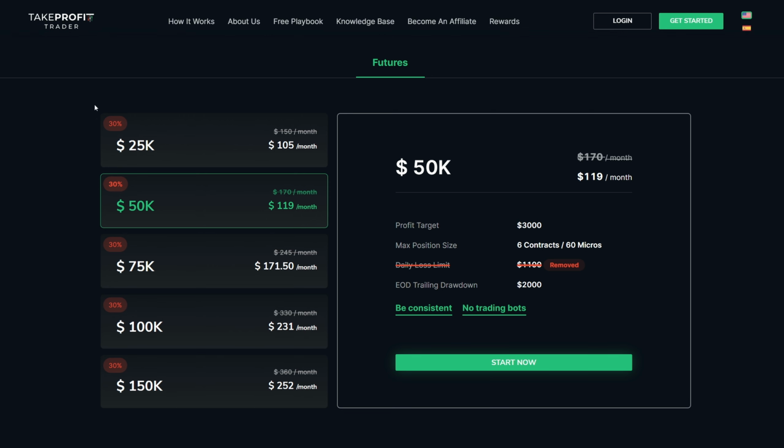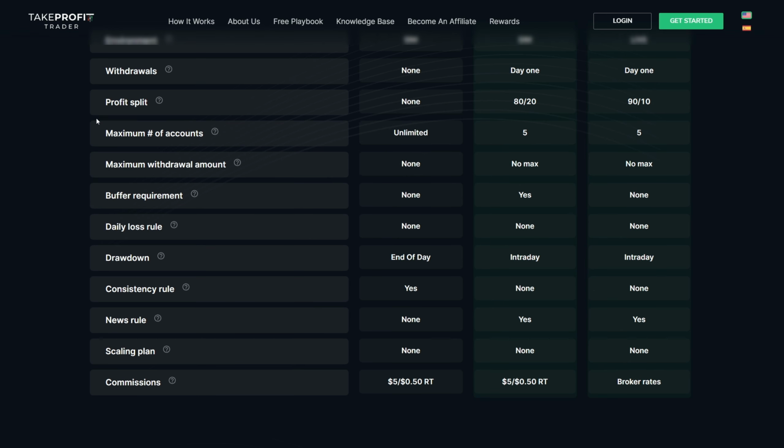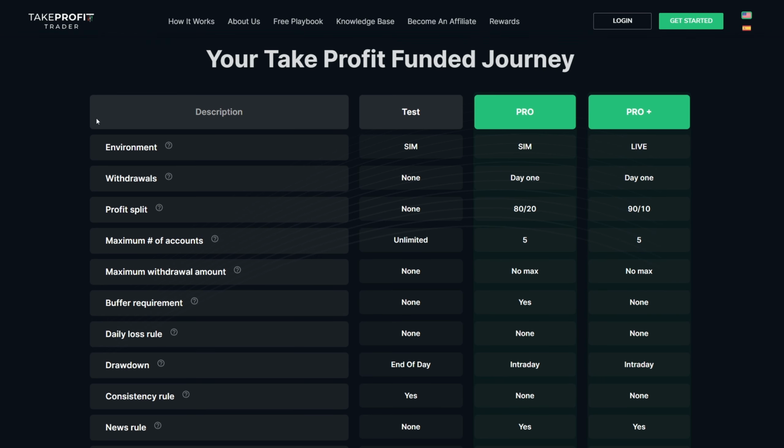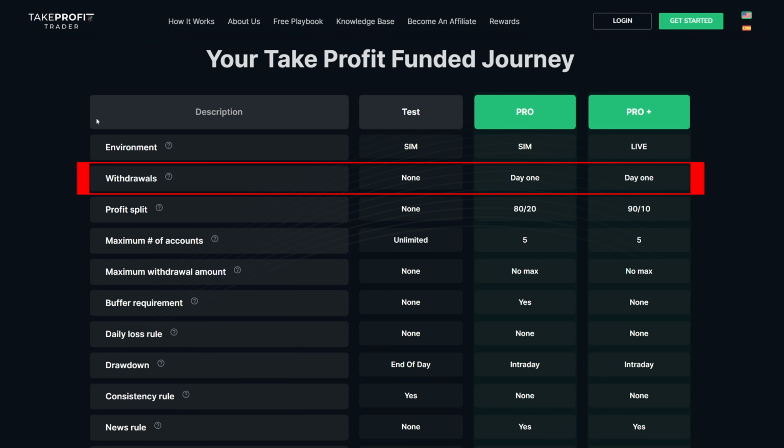Then we look at another pro out here and we come right over here to this page right here. And this is going to be a huge pro. Look under withdrawals. We can see in the test phase, there is no withdrawal. Obviously, it's a test phase. We're not in the funded account.